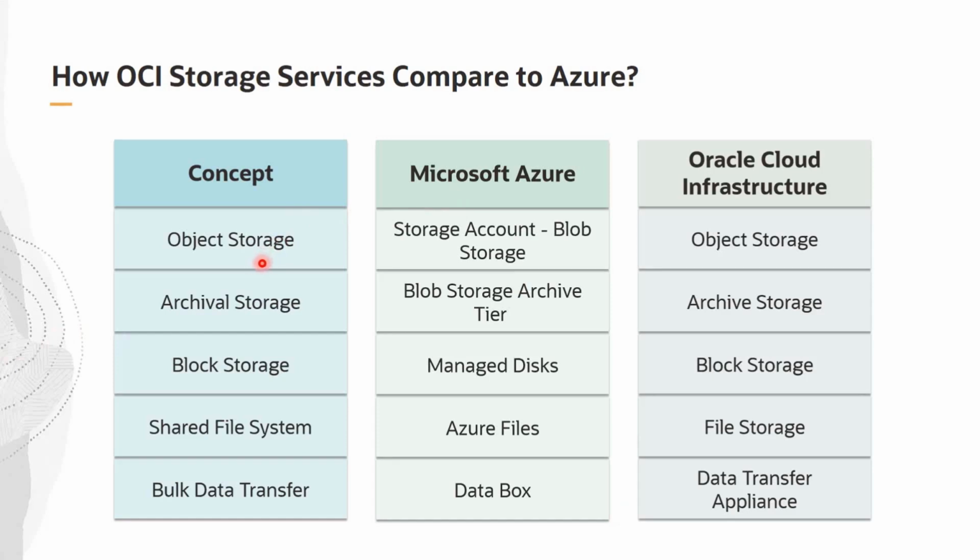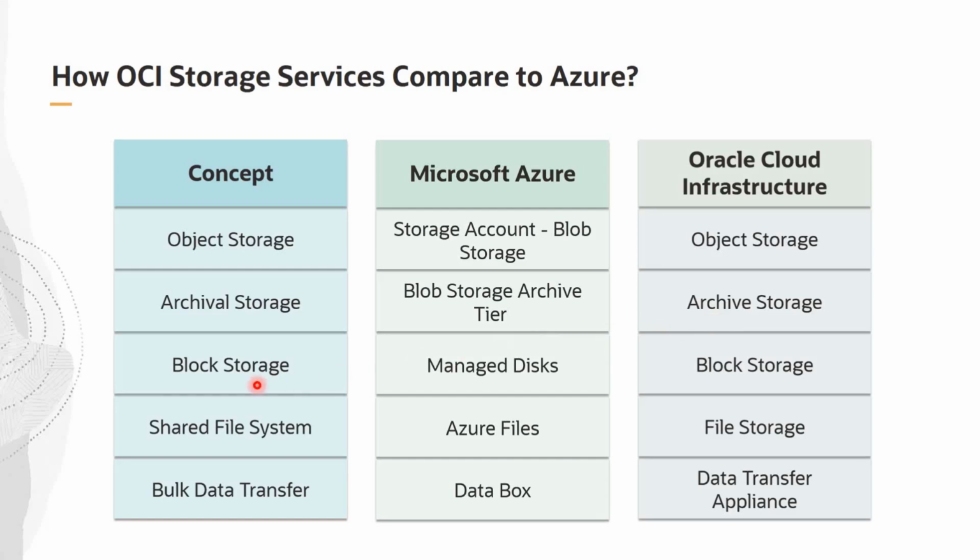Both Azure and OCI have a concept of object storage. In Azure, it is known as blob storage. That's a part of storage account. OCI calls it object storage. Both also have an archival storage offering. Azure provides blob storage archive access tier, while OCI provides an archive storage tier.